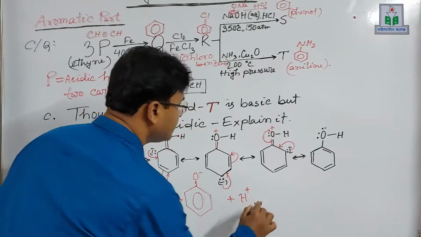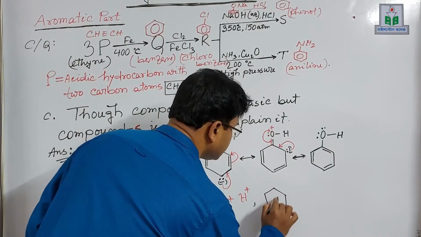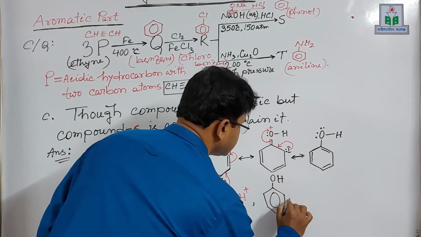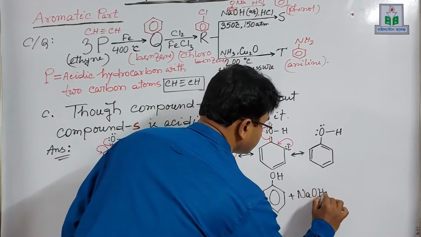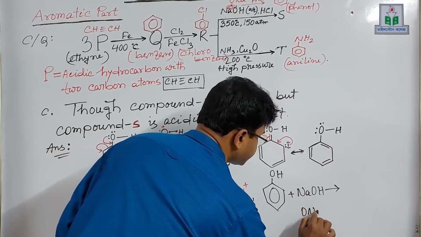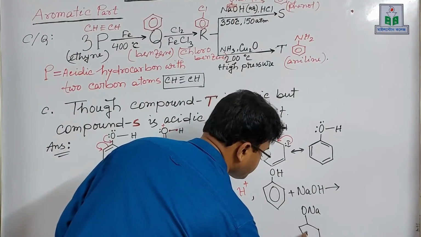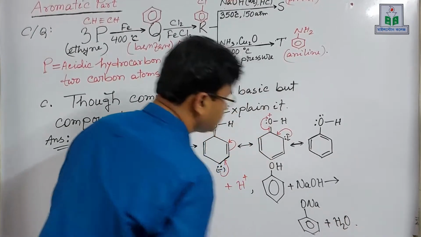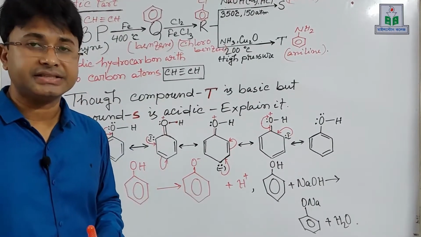It also reacts with base. For example, phenol reacts with sodium hydroxide to produce sodium phenate plus water. That's why phenol is acidic in nature.